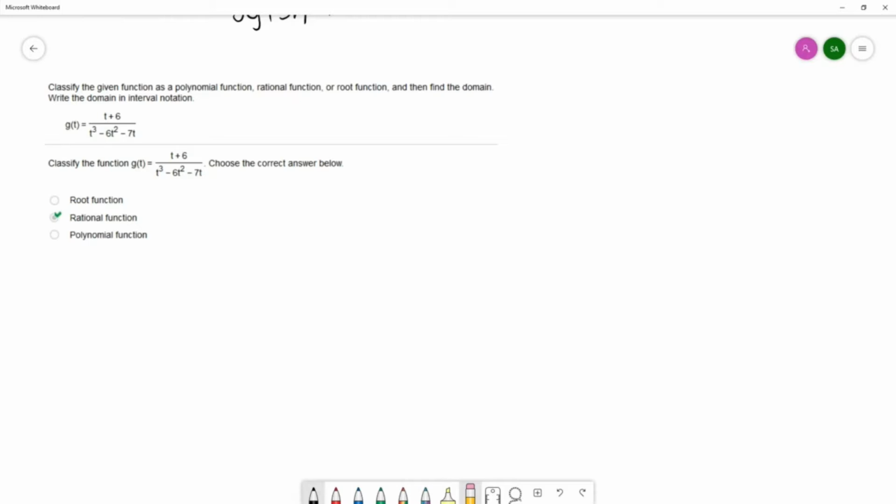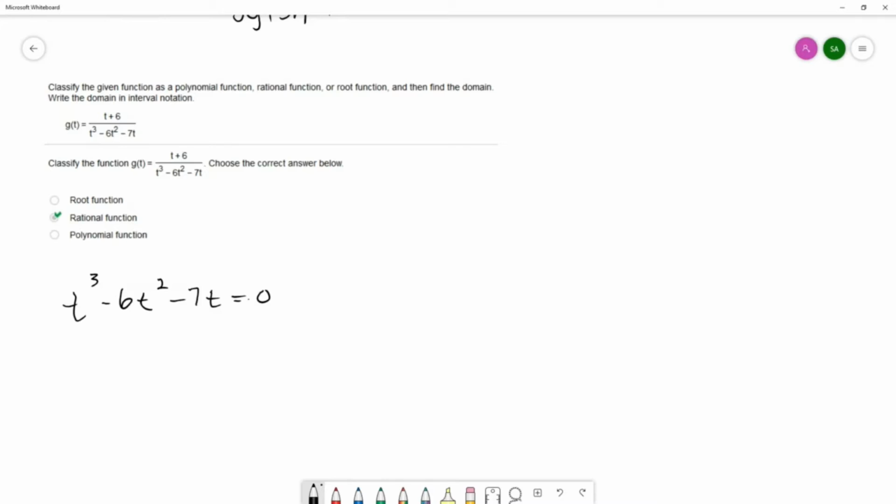To find the domain, we're going to take the denominator and we're going to set it equal to 0. Now the reason why we're setting it equal to 0 is because having a 0 in the denominator is undefined. And that would mean that if it's undefined, then it can't be in the domain.